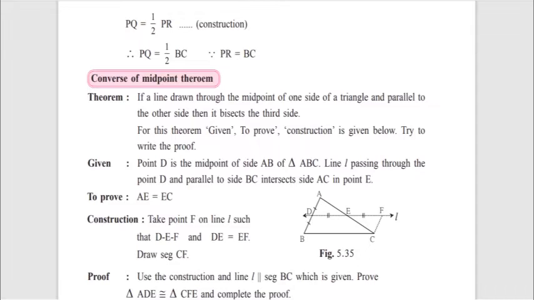For this, take the construction like this. Take point F on line L such that E lies between D and F and DE is equal to EF. Draw segment CF. For the proof, use the construction and line L is parallel to segment BC, which is given. Prove that triangle ADE is congruent to triangle CFE and complete the proof.